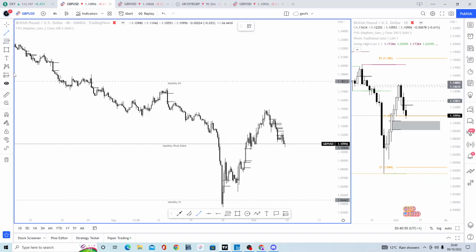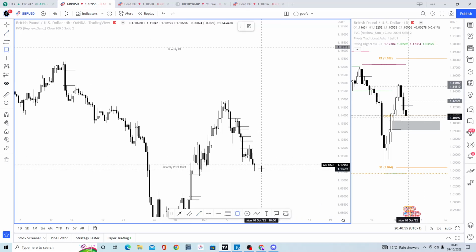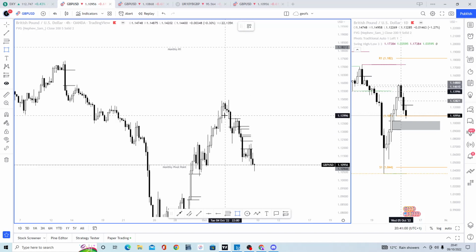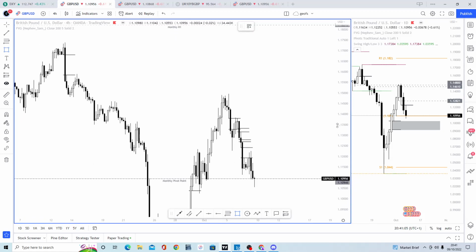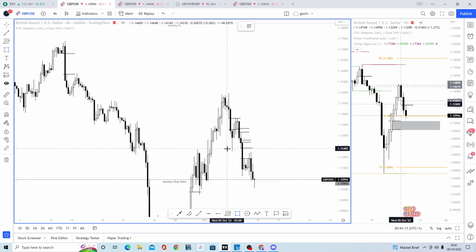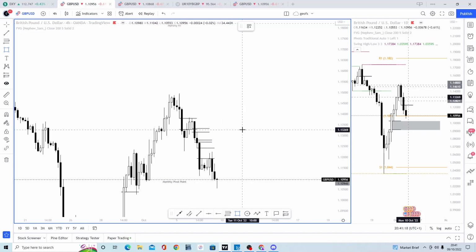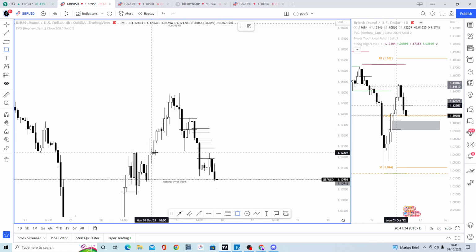So H4. I believe we have H4 supply on pound US dollar. Where is it? There's the leg guy. This guy. That's the H4 supply. So we had a demand there. Or was it? Yeah. Anyway.